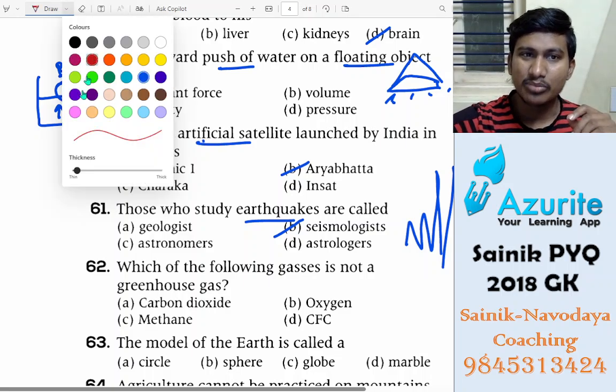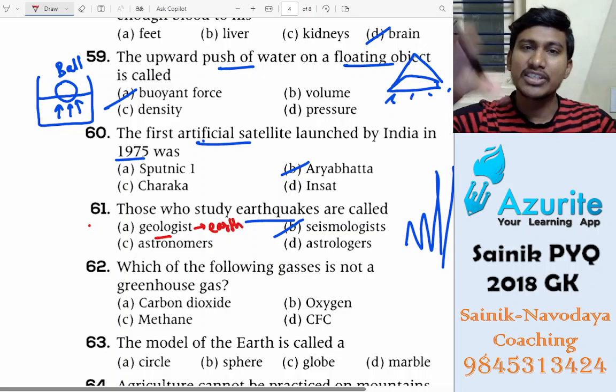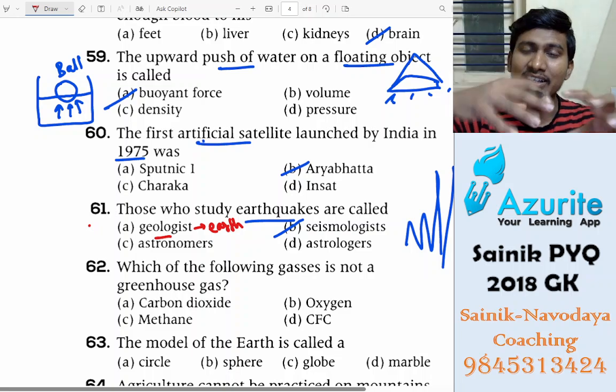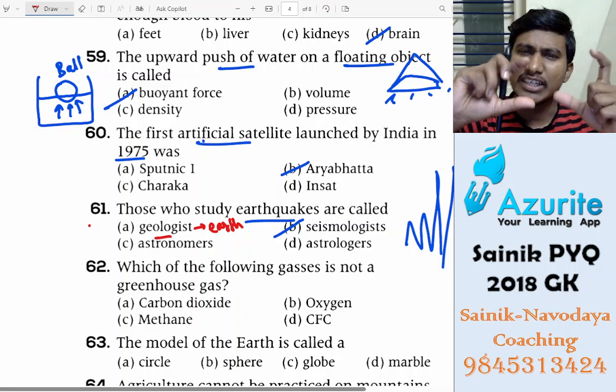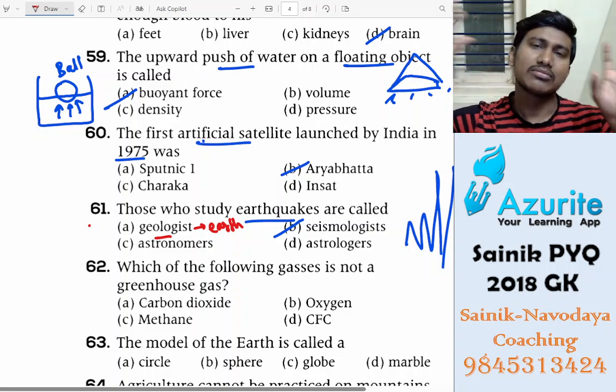Here they are given options, right? So geologist means study of earth. Geo means earth. Geologist means study of earth. Inside the earth, soil is there, rocks are there, different rocks will be there, different stones will be there. They will study everything.